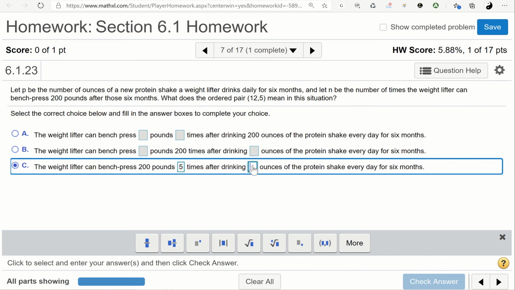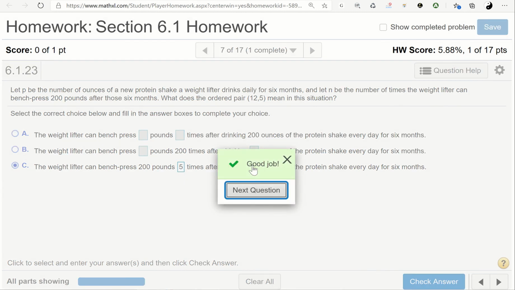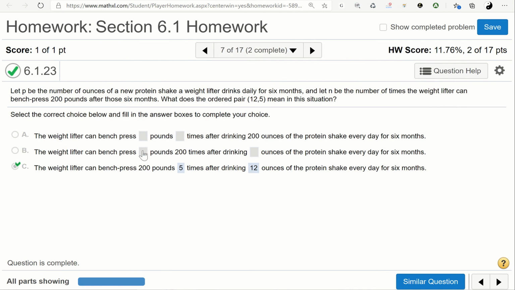And 12. And we'll check it. Okay. Now, why did we know that we should not go with this, right? Because of the kind of information that's given, right? We know that the 200-pound weight is going to be lifted a certain number of times, right?